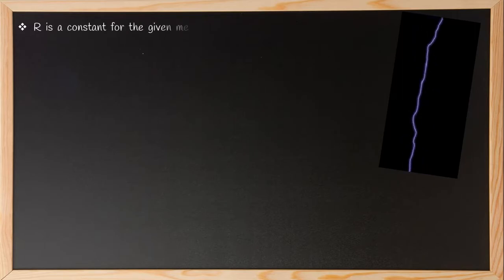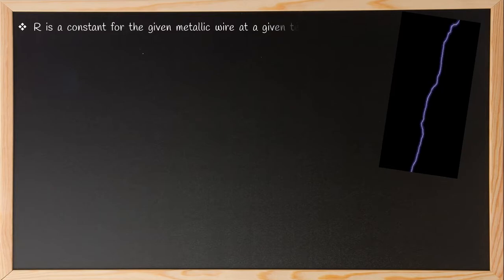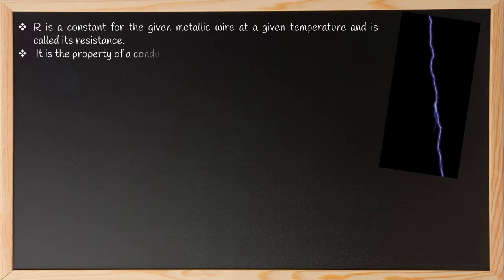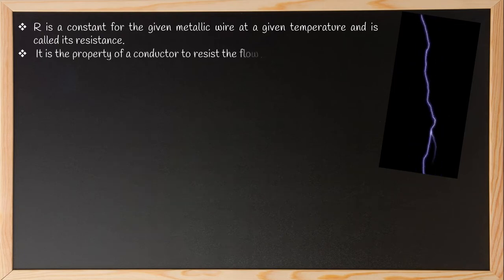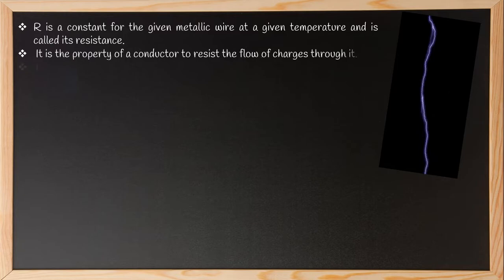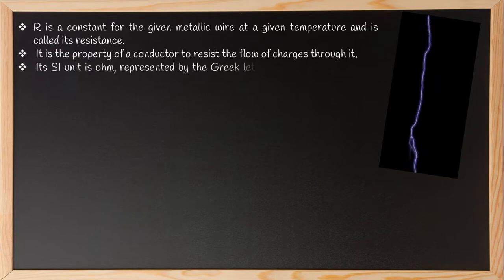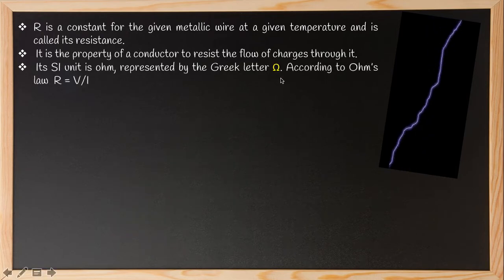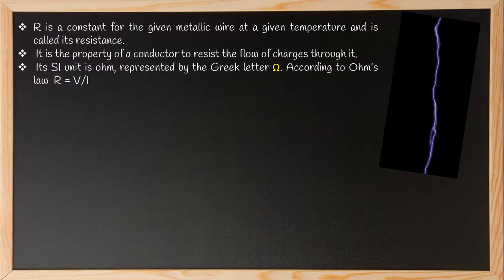So, R is a constant for the given metallic wire at a given temperature and is called its resistance. It is a property of a conductor to resist the flow of charges through it. The SI unit is ohm, represented by a Greek letter. According to Ohm's law, R is equal to V by I, or V is equal to IR.